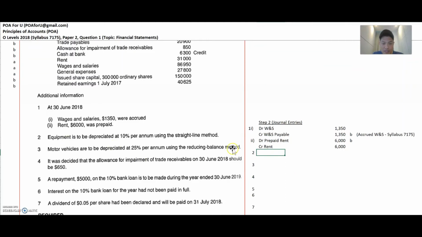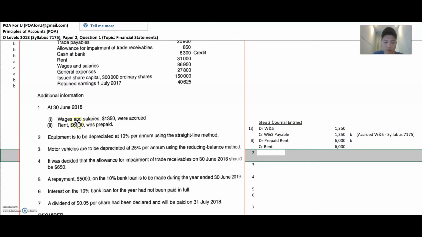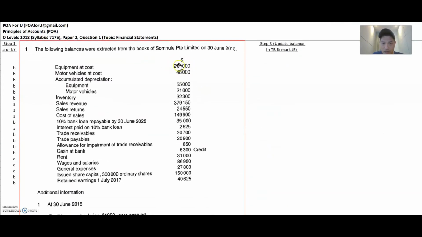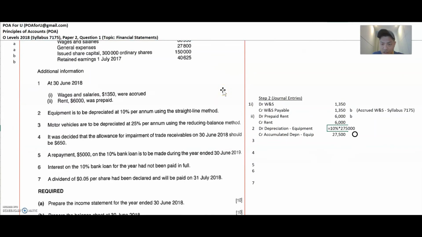Now, equipment 10% using the straight line method. Depreciation is a standard journal entry. Whether it's straight line or reducing balance, it's always debit depreciation and credit accumulated depreciation. So for this case it's the same thing, debit depreciation and credit accumulated depreciation. How do I get this amount? I took 10% multiplied by 27,500, which is the cost of the equipment here. And because this is straight line, that's the formula for straight line: the percentage multiplied by the cost of the asset above.